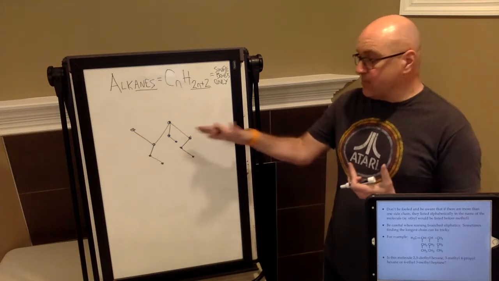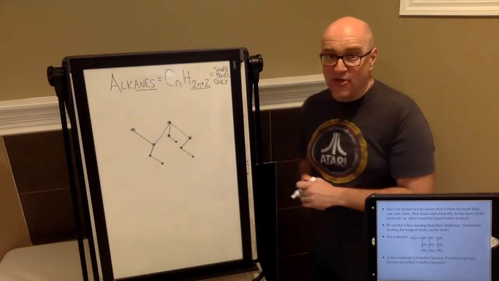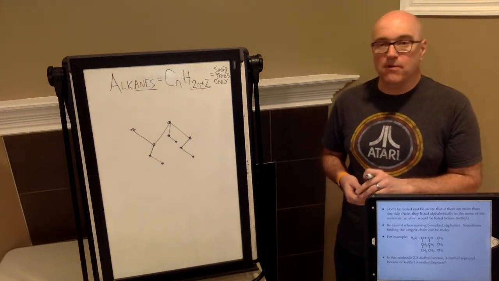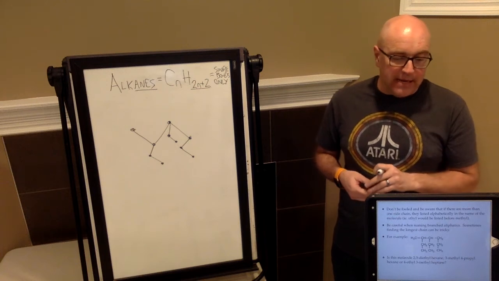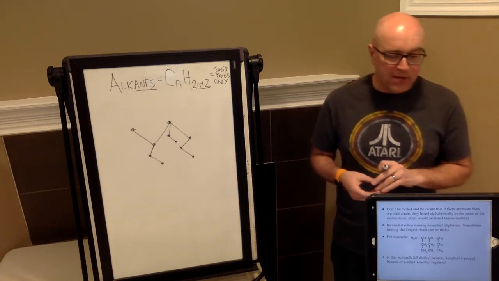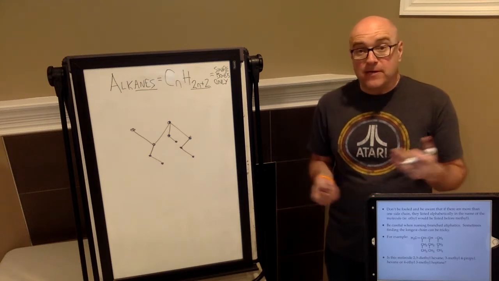So there's a lot of ways you could potentially name this, and you can run the math on this. I mean, this could be, in theory, 2,3-diethyl hexane. It could be 3-methyl-4-propyl hexane. It could be 4-ethyl 3-methyl heptane. The question is, which one is it?